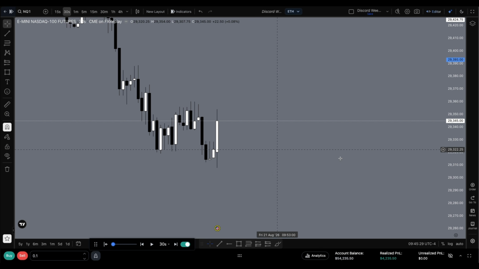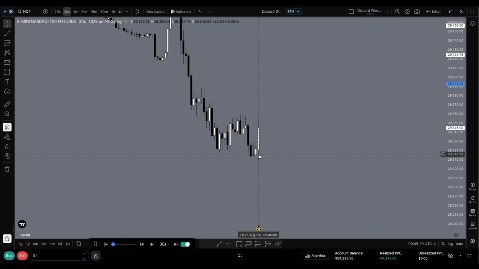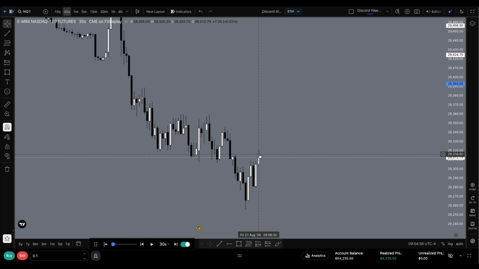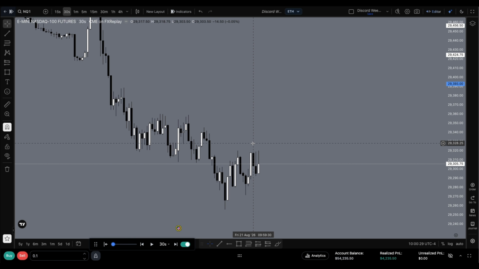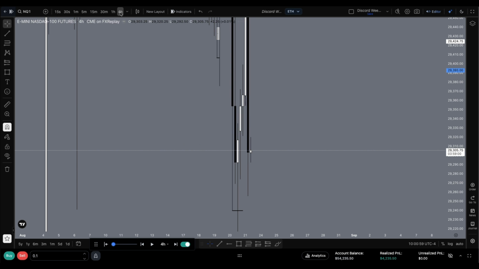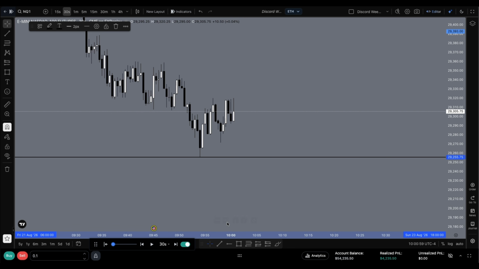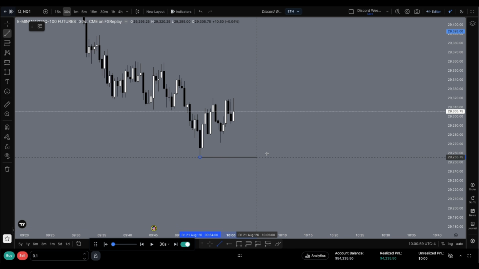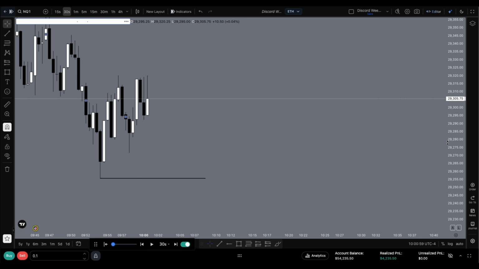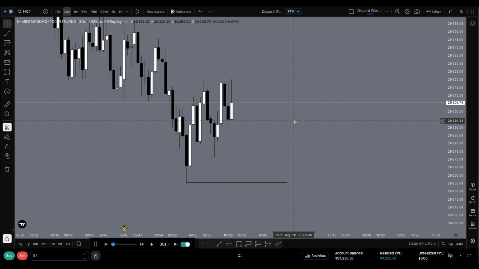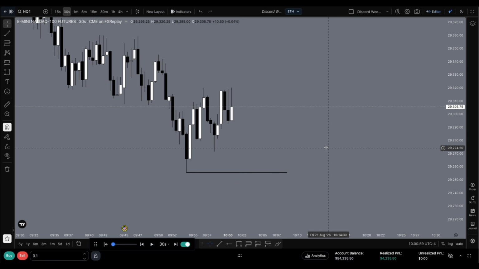So now our last chance is the 6 a.m. draw on liquidity. Let's wait for 10 a.m. So 10 a.m. opened. Here's our 6 a.m. low. Let me make sure I actually mark it out correct again. Yeah, so here's our 6 a.m. low right here. I want to take this to this 6 a.m. low.